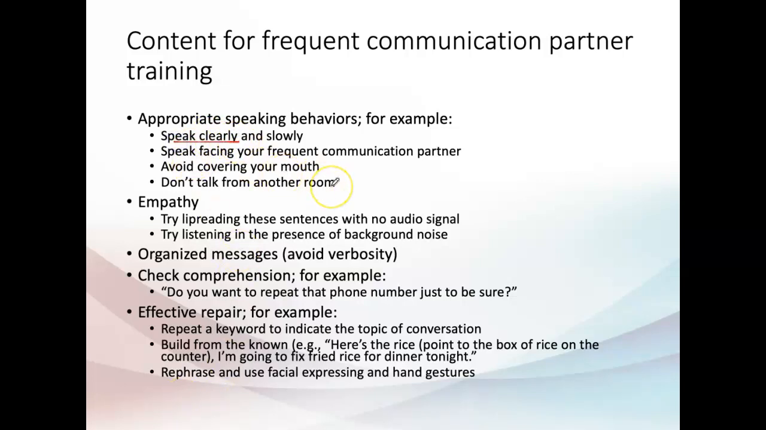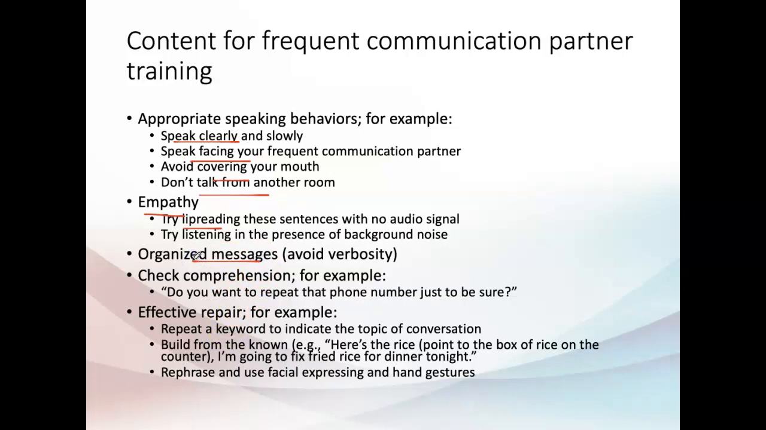We've talked about clear speech in the past, right? If you slow down about 10% and you speak about 10% louder, that's my own example, people will understand more and it will reduce communication issues. Speak facing. Don't cover your mouth and don't talk from another room. Those are very, very important components of communication partner training. You can have them try lip reading and see how they do, and they'll quickly realize that it's difficult.